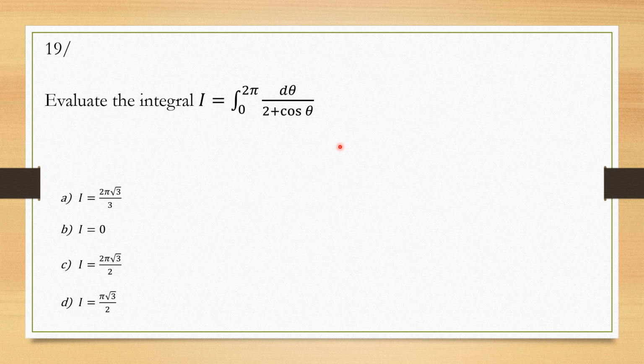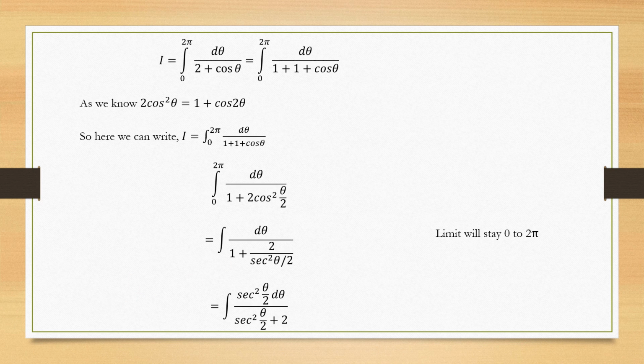Then here is the next question. Evaluate the integral I = integration from 0 to 2π of dθ/(2 + cos θ). And the options are 2π√3/3, 0, 2π√3/2 and π√3/2.